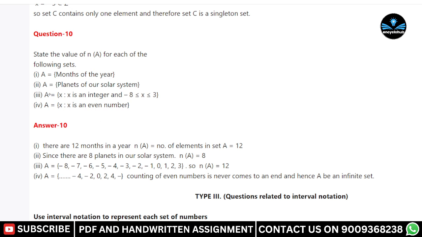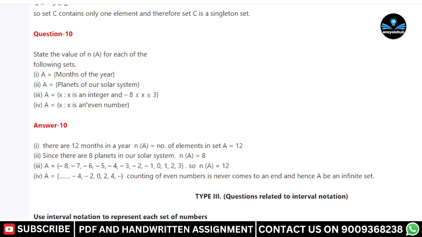The third one is x is an integer between minus 8 and 3. So we will include minus 8, minus 7 and so on. The total will be 12: minus 8, minus 7, minus 6, minus 5, minus 4, minus 3, minus 2, minus 1, 0, 1, 2, 3. So there are a total of 12 elements.